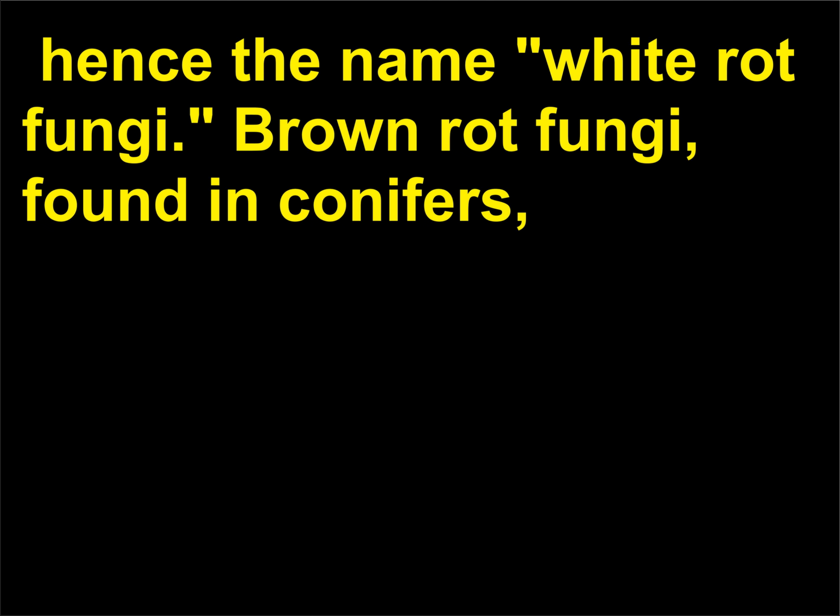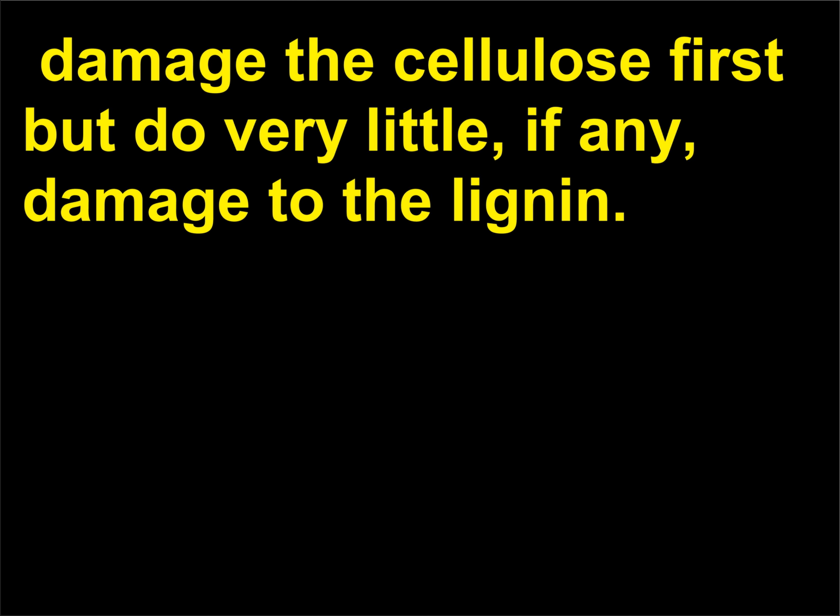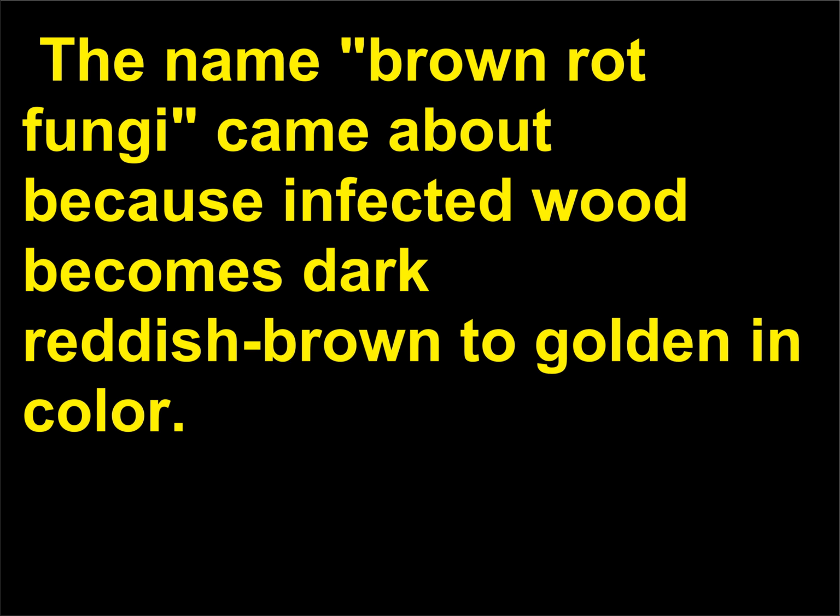Brown rot fungi, found in conifers, damage the cellulose first but do very little, if any, damage to the lignin. The name brown rot fungi came about because infected wood becomes dark reddish-brown to golden in color.